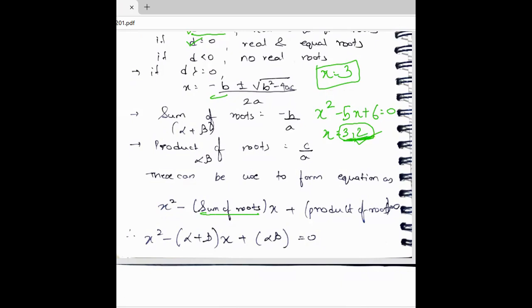x square minus, what was the sum of roots over here? It would be 2 plus 3, right? The 2 plus 3 is 5. So minus 5x plus the product of the roots. For us, the product of the roots would have been c over a. C is 6, and over here a is 1.